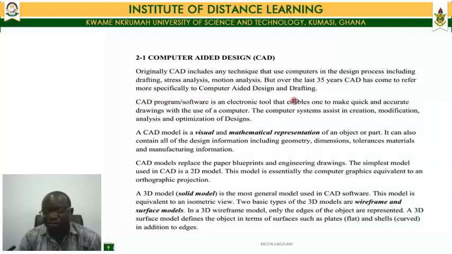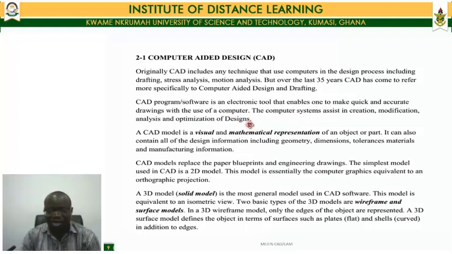But for a couple of years now, CAD has been more specific to computer-aided design and drafting. So now when we say CAD, it's basically referring to a CAD program or software. So we say that a CAD program or software is an electronic tool that enables one to make quick and accurate drawings with the use of a computer. Now, the computer systems assist in creating, modification, and doing some analysis and optimization of the designs.